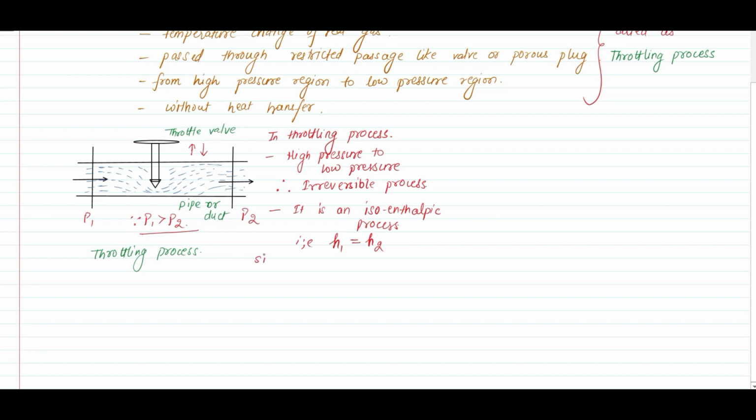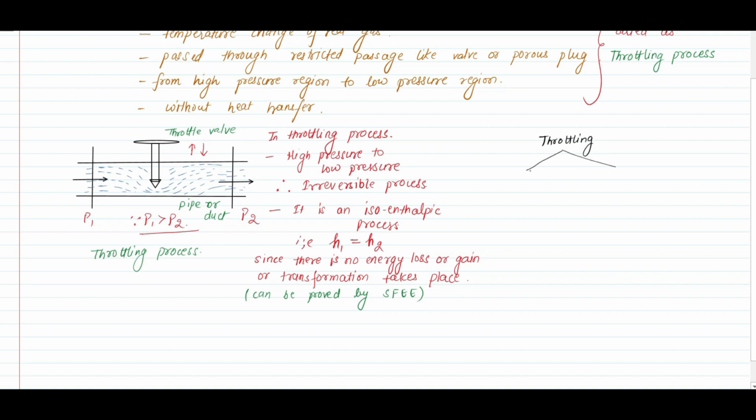So by seeing the above condition, that is H1 is equal to H2, we can conclude there is no energy loss or energy gain or energy transformation during the process. The above condition, that is H1 is equal to H2, the isenthalpic condition, we can also prove by the steady flow energy equation, SFEE. This is the equation of the first law of thermodynamics for open system.